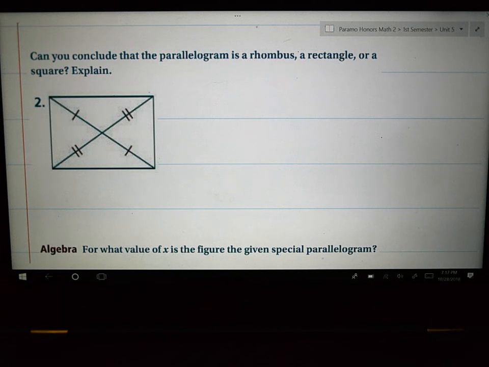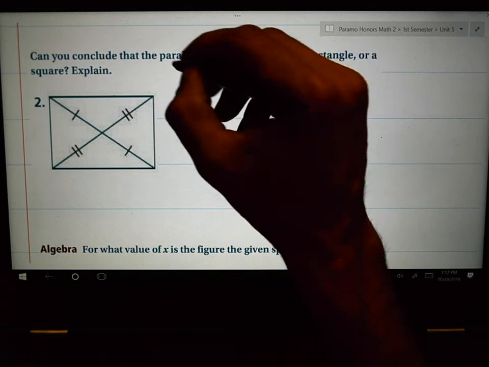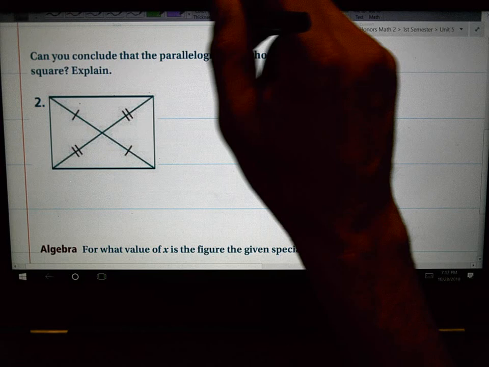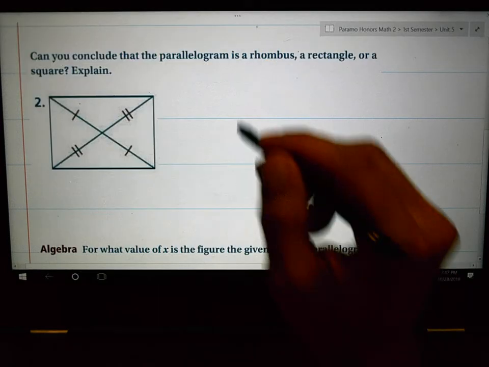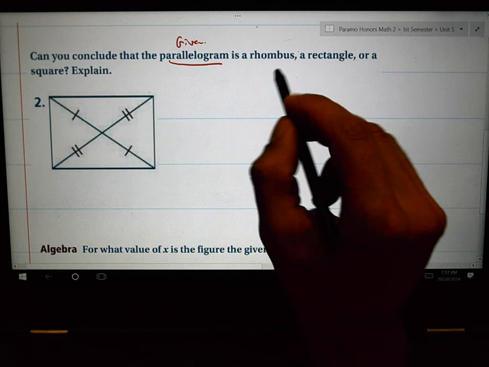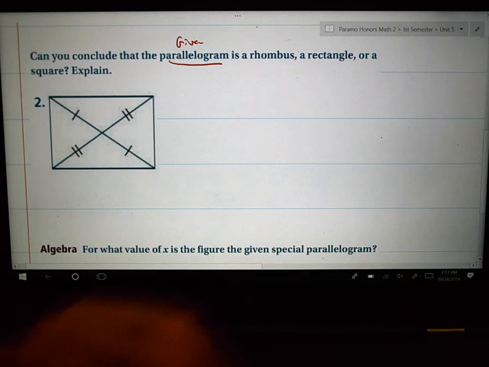Can you conclude that the parallelogram is a rhombus, a rectangle, or a square? And explain. So this is a parallelogram. This is given. It's a parallelogram, given. Is it a rhombus, a rectangle, or a square?